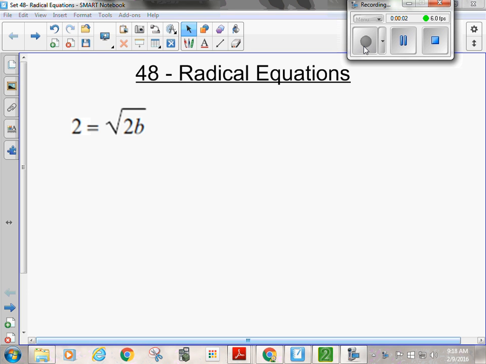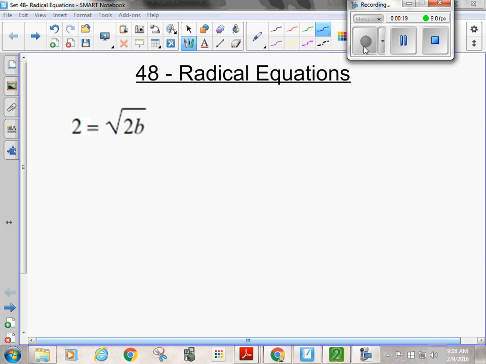All right, ladies and gentlemen, today we're going to talk about set 48, which is on radical equations. So if we look here, this equation has a radical in it. We need to get it isolated first, and then we need to get rid of the radical. So when I say we need to isolate it, we need to make sure that on whatever side has the radical, there's not a plus or minus or multiply by or divide by anything outside of the radical. It can be underneath the radical, but just not outside of it.